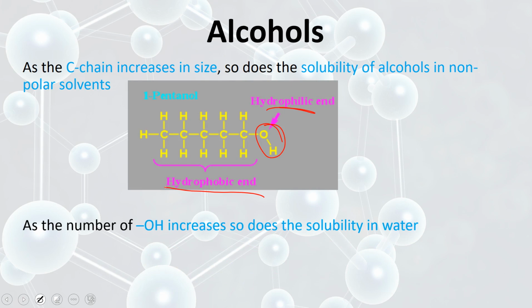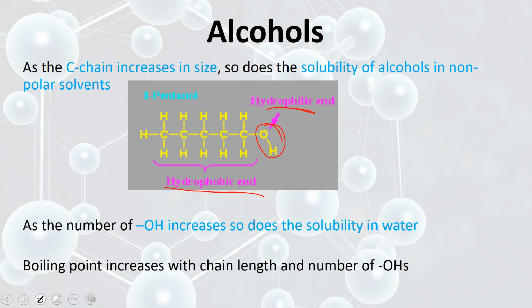If you have more than one hydroxyl group, that would increase my solubility. And if I increase my solubility, that's also going to increase my boiling point. So the more hydroxyls I add, the more the solubility increases, and the same thing with boiling point. Boiling point increases with the chain length and the number of hydroxyls.